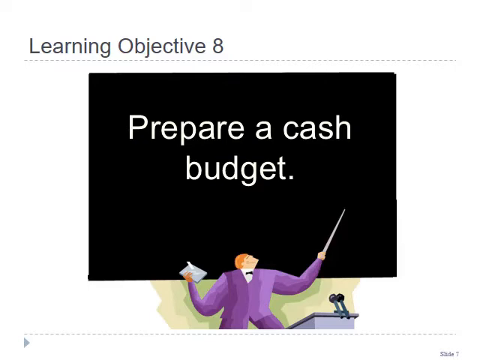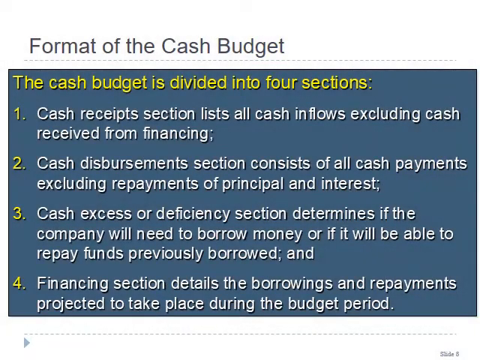And now let's talk about our learning objective 8, which is to prepare a cash budget. A cash budget is divided into 4 sections. Number 1 is the cash receipts section, in which you record all the cash inflows except the cash from financing activities, because we have a separate section for financing. The next one is the cash payments or disbursements section, which includes all the outflows except the repayments of principal and interest, meaning all the financing costs, because we have a separate section for that.